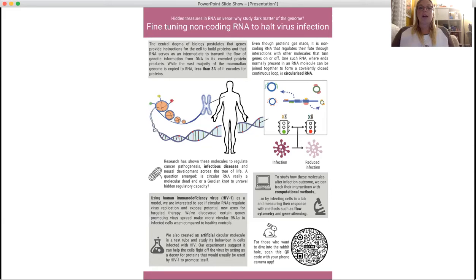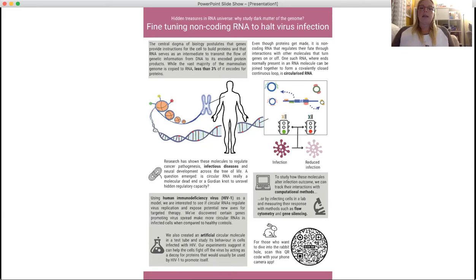The circular RNA has its head and tail joined together to form a continuous loop. And circular RNA is also capable of interacting with different other RNAs or even proteins. And we're interested to study these interactions in the context of the virus infection. So how do we study circular RNA?